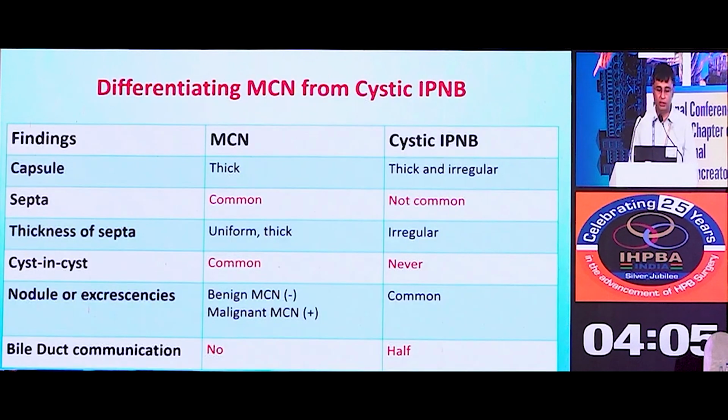Now, how to differentiate MCN from a cystic IPN in a preoperative setting? There are a few peculiar features which will help us in differentiating between them. First is septa. Septa are quite common in MCN, but they are not seen in a cystic IPN. Cyst in cyst appearance is very typical of MCN, especially benign MCN, while these are never seen in a cystic IPN. And bile duct communication is never seen in an MCN, and by definition it should be present in all the cases of IPN. But on preoperative imaging, we are able to appreciate it in only half of the cases.